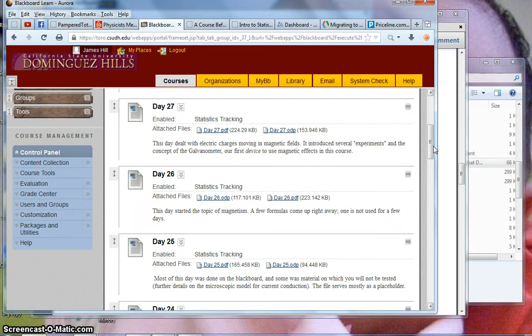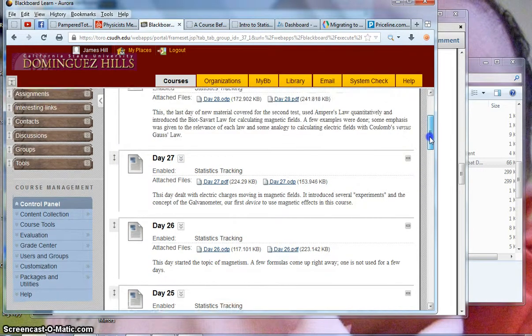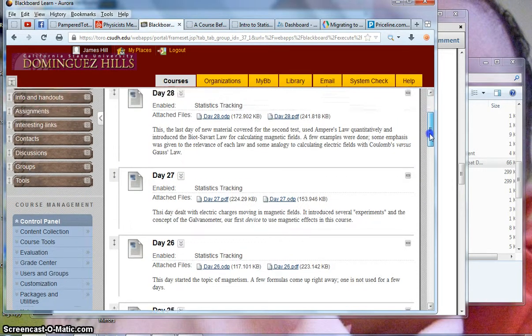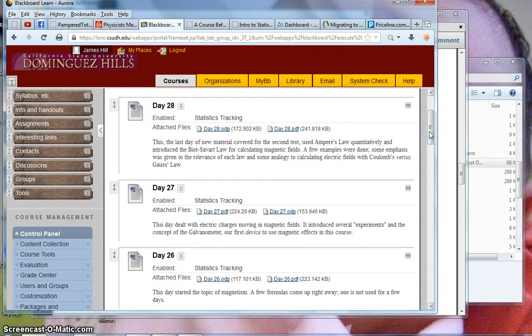The last few days of things that are relevant for this test, we talked about starting the topic of magnetism and had a few formulas right away. One called Ampere's law, about the integral of magnetic field around a wire. One that gave the force on a moving charge in a magnetic field, which we quickly changed to the force on a current carrying wire in a magnetic field.